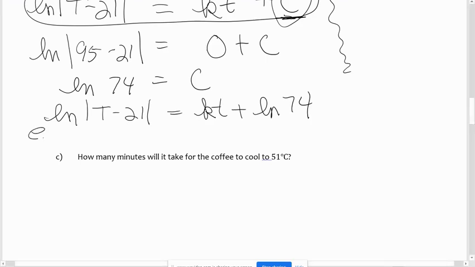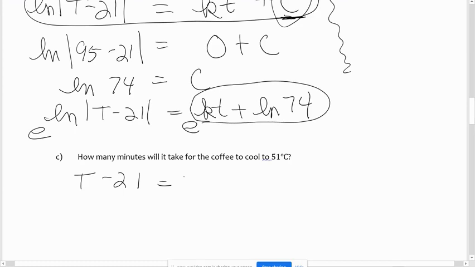Okay, then we're going to do e to the, because I want to solve for big T. So that's e to the ln of t minus 21, which is just going to be t minus 21, and I can drop the absolute value bars now. On this side, we're going to do that trick again where if we're doing e to some power, we can split that up into multiplication. So e to the kt times e to the ln 74.